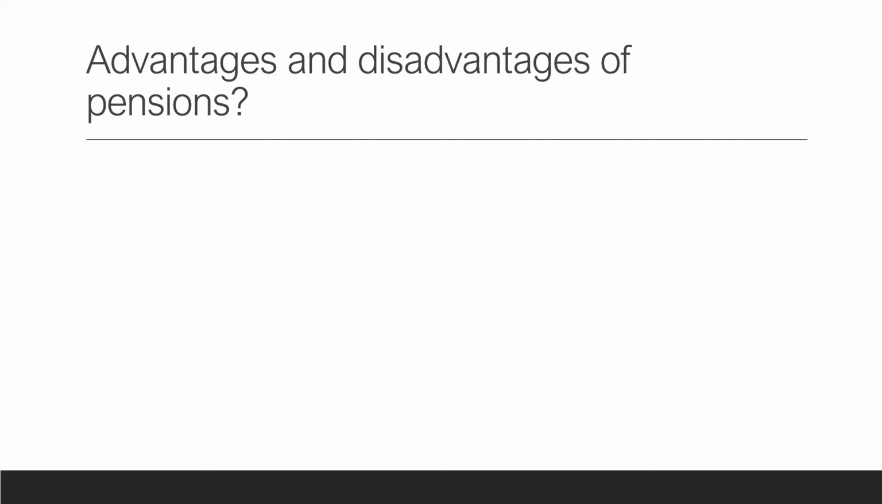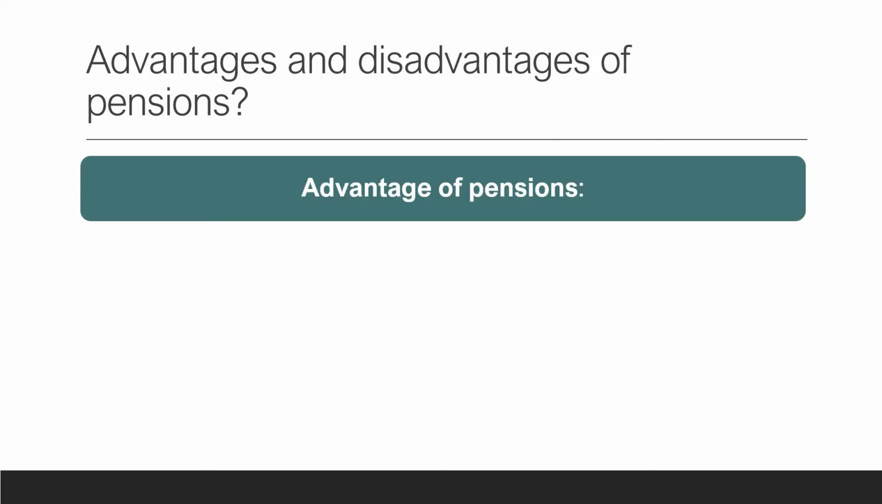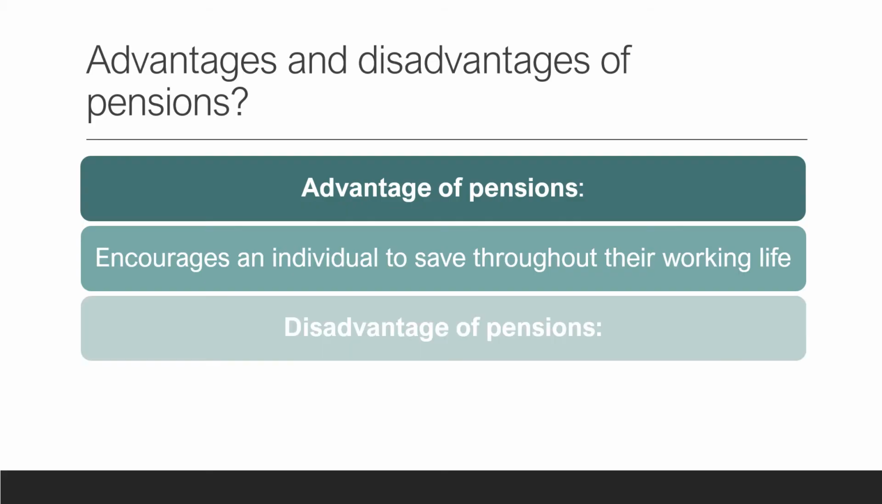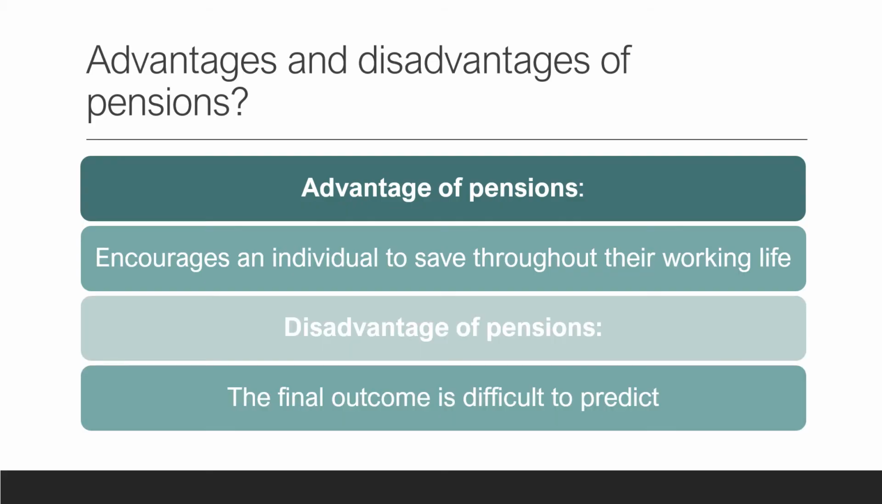What are the advantages and disadvantages of pensions? The advantage of a pension is that it encourages an individual to save throughout their working life so that they can have money for the future. However, the disadvantage of a pension is that the final outcome is difficult to predict. So you could be saving money, but the amount of money that you end up with at the end is hard to predict.